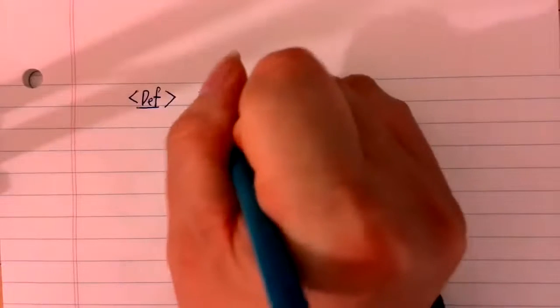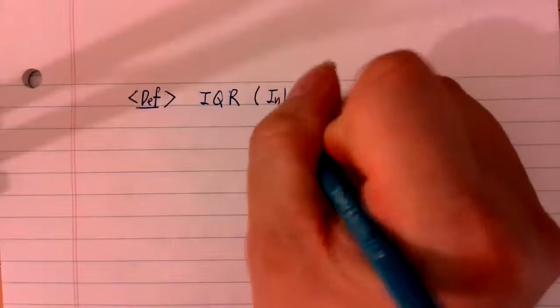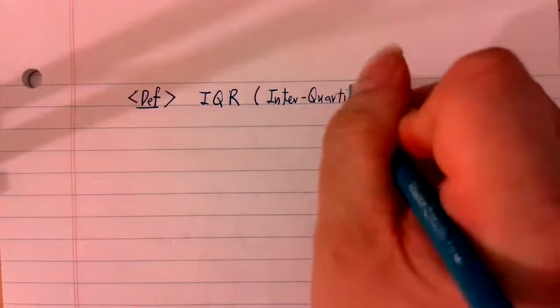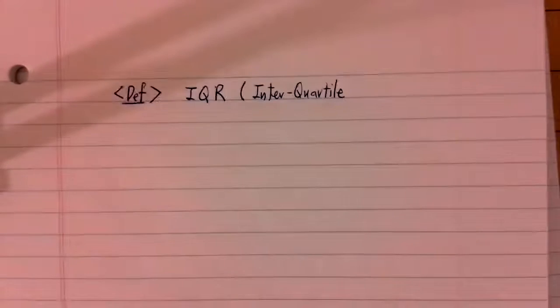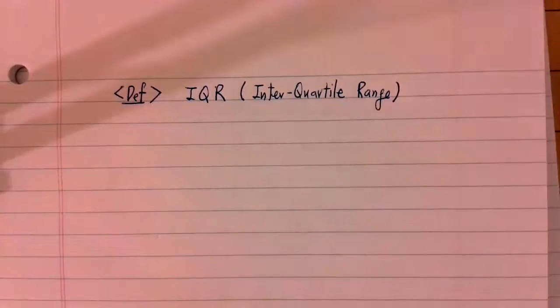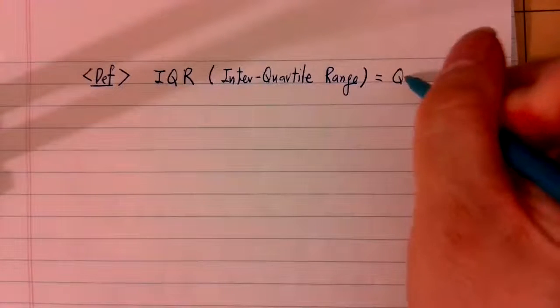Okay. Based on Q1, Q2, Q3, or you say Q1 and Q3, we give you a new definition, okay? We define IQR. It's an abbreviation of interquartile range. And it is defined to be Q3 minus Q1.